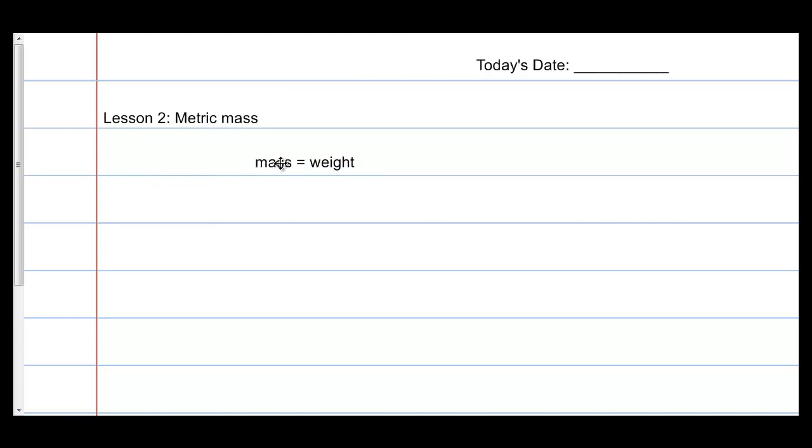And when you're finished with that, I want you to write mass equals weight, because when we talk about mass, we're really talking about how much something weighs. So that's what we're going to be talking about today.